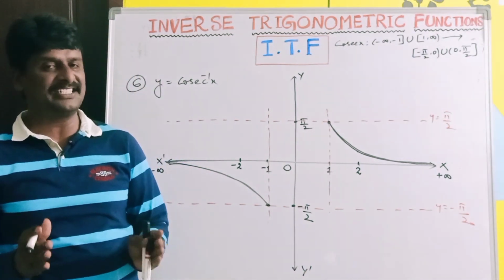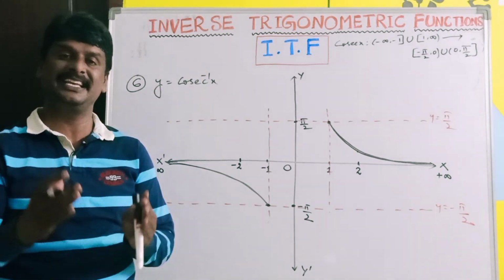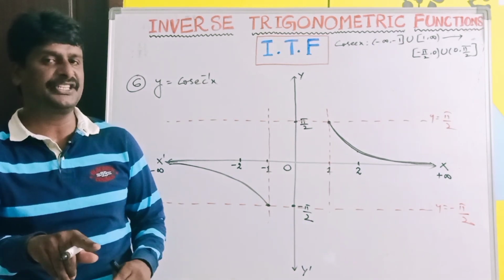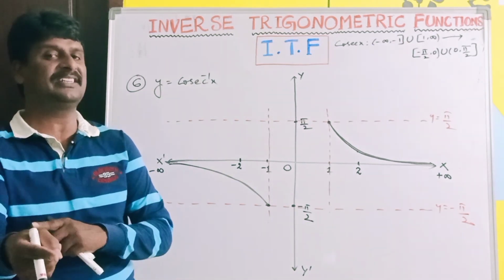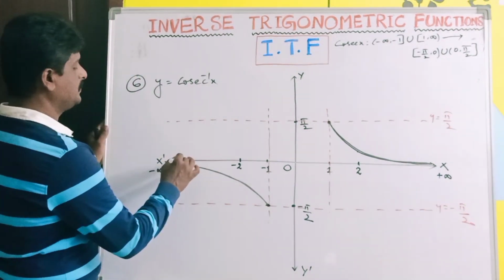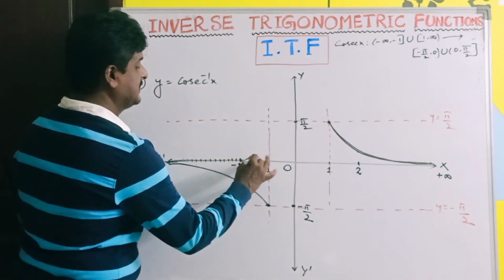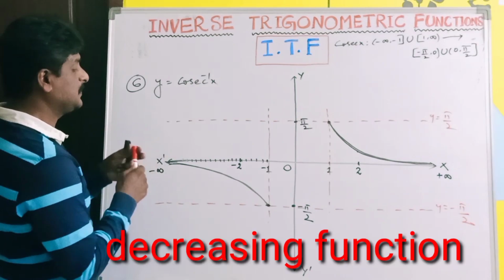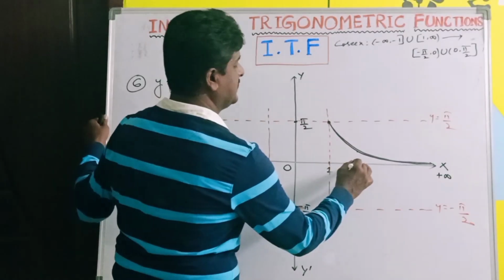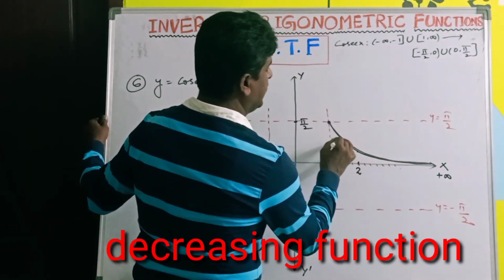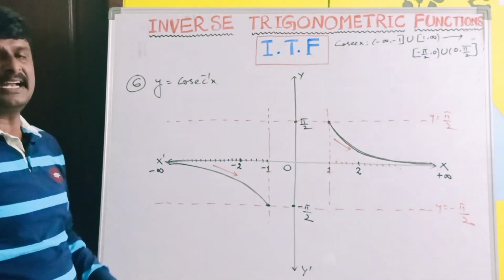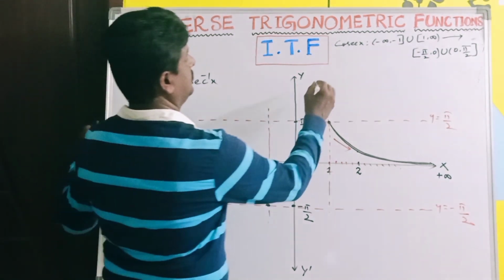So because cosecant inverse x is both one-one and onto, its inverse always exists. So what I am saying, if your function is bijective, its inverse exists. Not only does the inverse exist, the inverse function is also bijective. And increasing decreasing nature, you observe. From left to right on the x-axis, x values are increasing, but corresponding f of x values are decreasing. So cosecant inverse x is always a decreasing function.